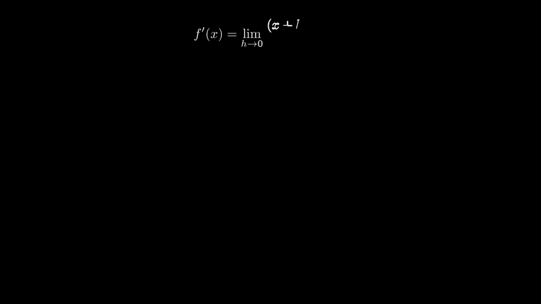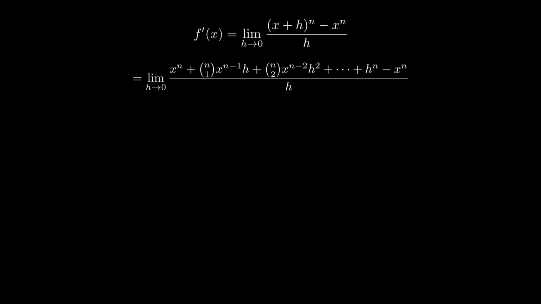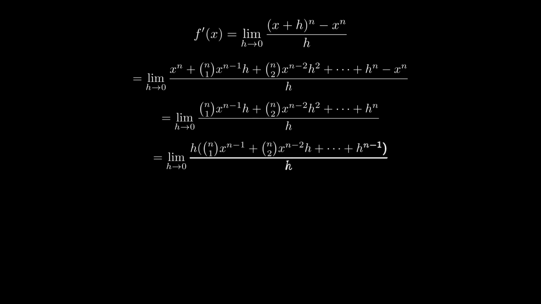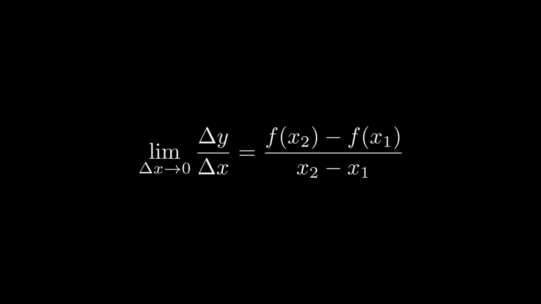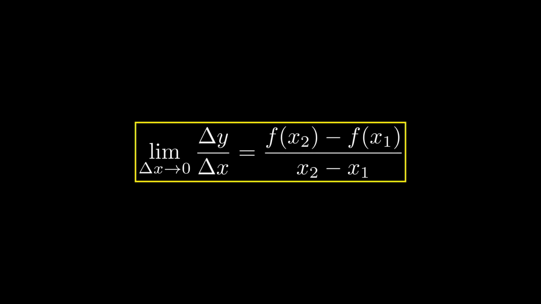We can also use the binomial expansion to find the formula for the derivative of f of x equal to x raised to n. We see that the derivative, or f prime of x, is equal to n times x raised to n minus 1. The first derivative is also the instantaneous rate of change at that point. This is also equal to the slope and can be written as.